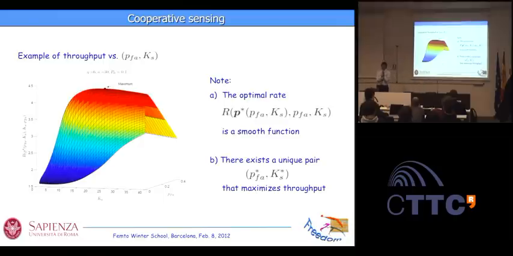So you see what happens is that there are 2 very nice features. One is that this function is clearly a smooth function of these parameters. It is not convex, but who cares, right? What is important is that we only have one maximum for this function. Yes?